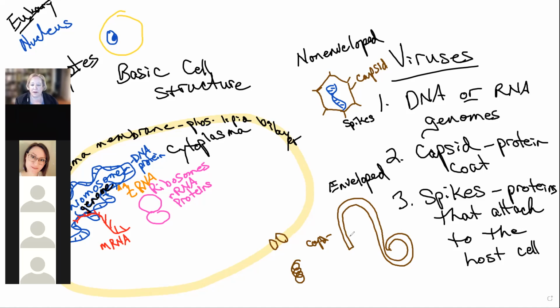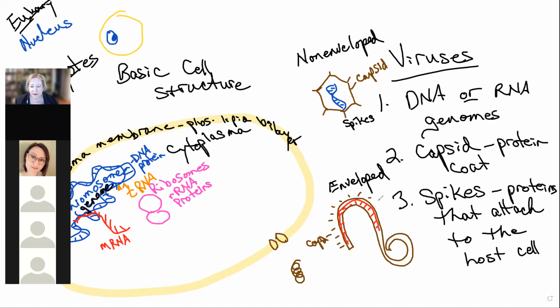Now, Ebola is an RNA virus, so I'm going to go ahead and put an RNA genome in there. So it has a genome, but it's made up of RNA. And just because I'm lazy, I'm not going to draw it all the way. And it has spikes. Okay. But these spikes are not a part of the protein capsid.